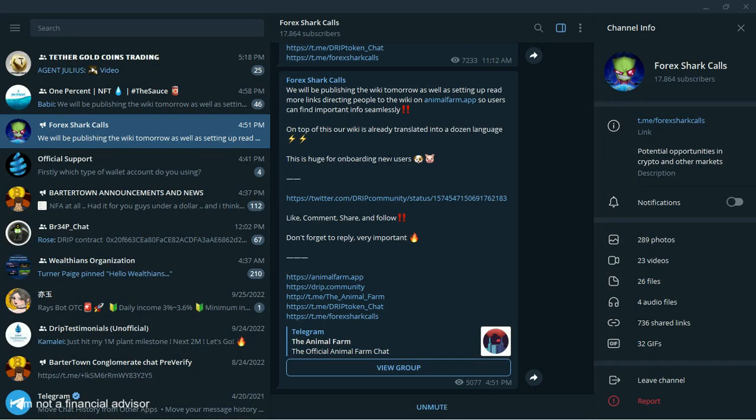Yesterday, Forex mentioned that the wiki is supposed to come out today. I can't wait to check it out. It's going to have links that direct people to the animal farm. This is definitely bullish. That's why I keep saying, if you are already in the drip ecosystem, you're already growing your bag in the faucet, in the garden, you got some pigs, all the plays that you're already in, you are early to the game.